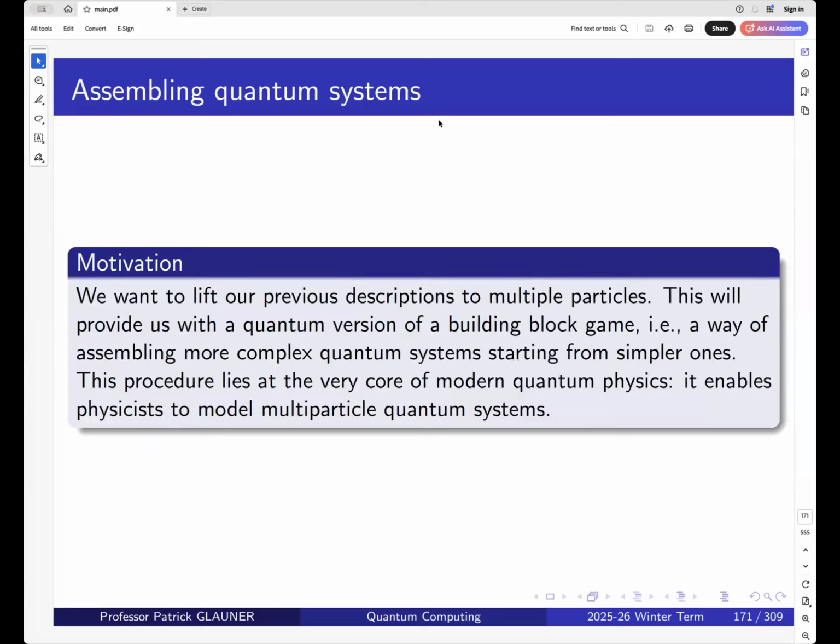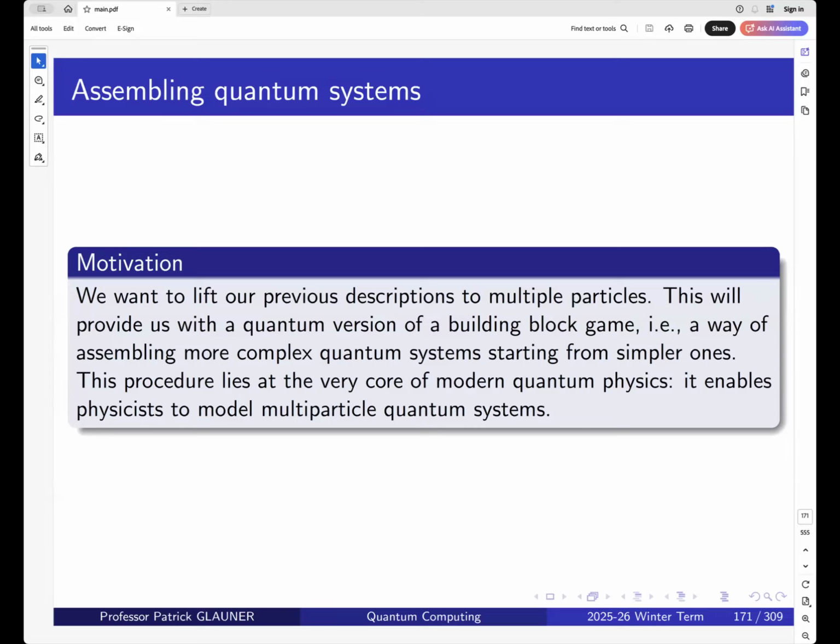Last week, we started assembling systems and we used probabilistic systems that we assembled. And today we will assemble quantum systems and observe some very strange effects that we had not observed when we assembled probabilistic systems. So remember, assembling systems meant we have multiple systems and we want to compose them into one big one. The motivation for computing is because in computing, we will have multiple qubits and we want to have gates that work on multiple qubits.